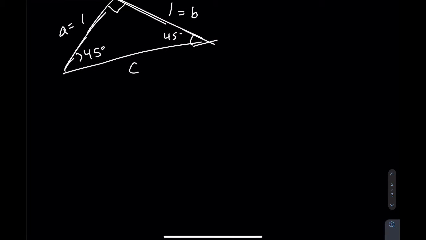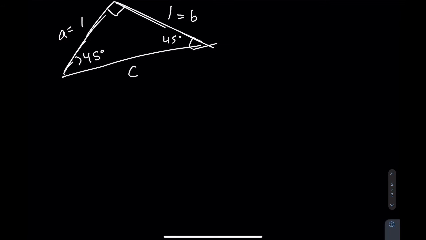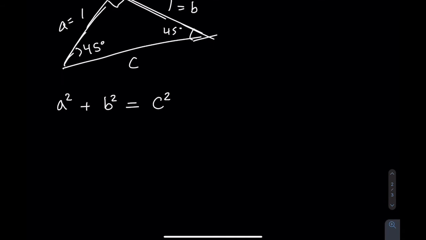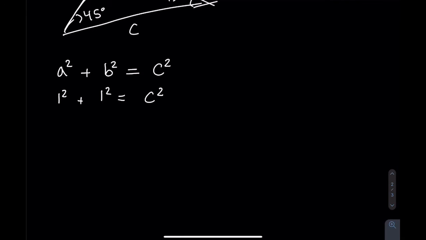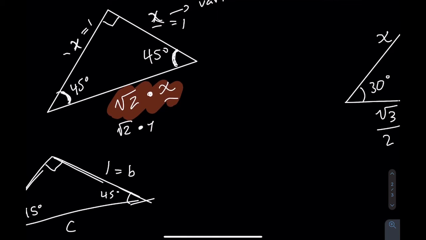Now, using the Pythagorean theorem, if we square a and square b and add them together, we're going to get c squared. If we sub in what we know, a is equal to 1 and b is also equal to 1, and they combine to create c squared. 1 squared is just 1, so 1 plus 1 is 2. That leaves us with 2 equals c squared. If we square root both sides, c is equal to the square root of 2, which is exactly where this square root of 2 came from.